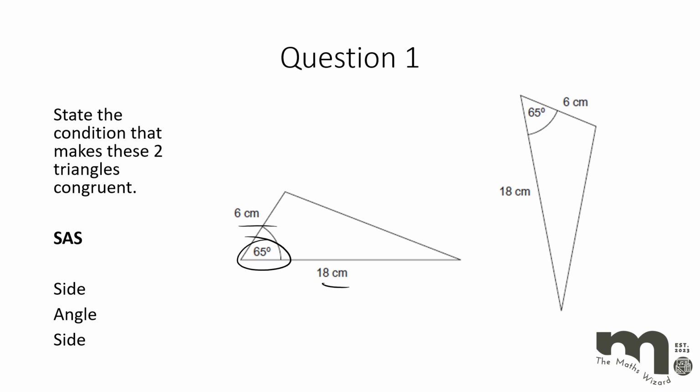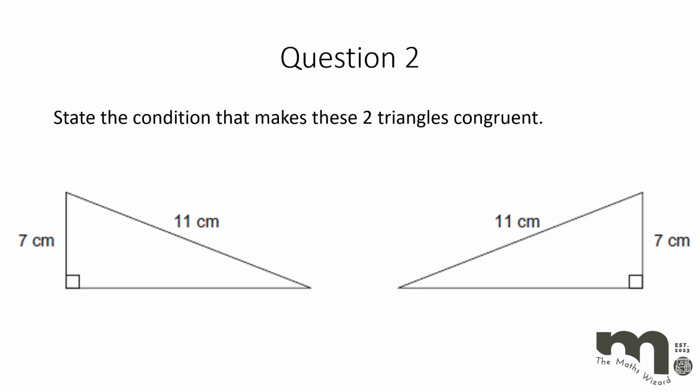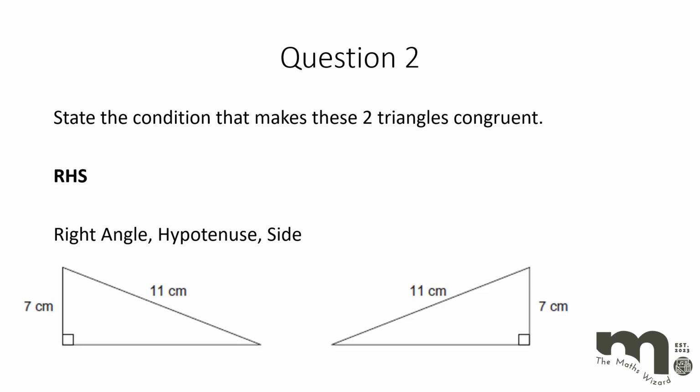Let's do one more then. So why are these two triangles congruent? Pause your video and have a go. And here we are. So the rule for this one is right angle, hypotenuse, and side. You've got your right angle down here. We know the hypotenuse and we know the side. So that proves that these two are congruent to each other.